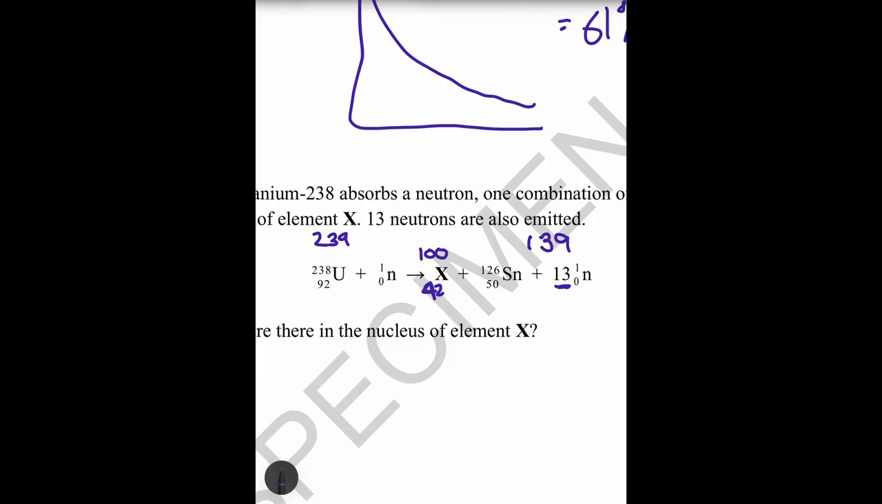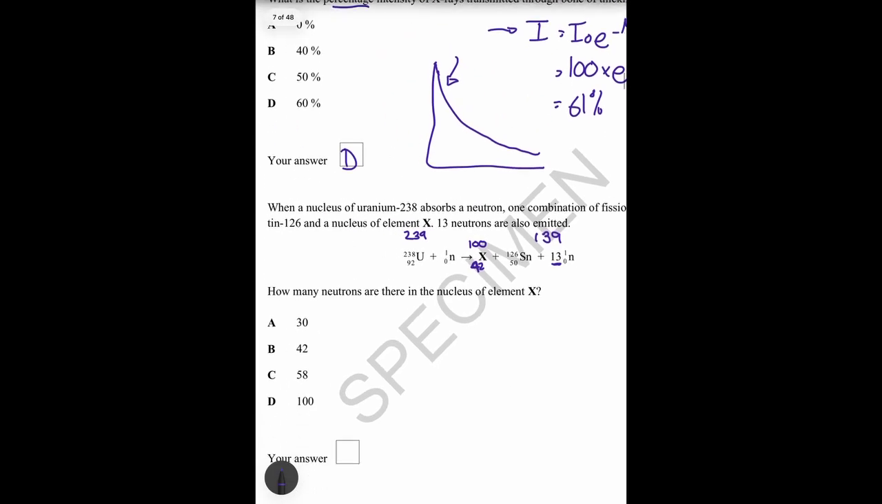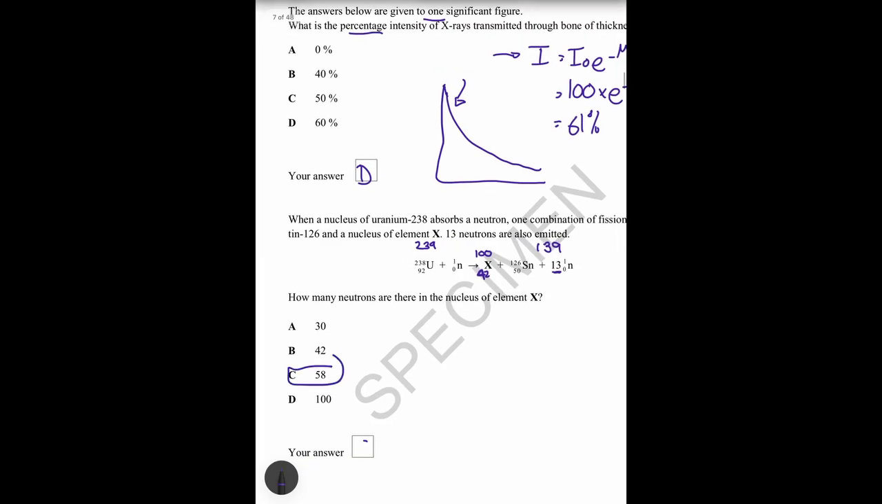Well, if I know X has got a mass of 100 and 42 of those things are protons, it's got 100 protons plus neutrons, and 42 of them are protons. My answer for the number of neutrons must be 100 take away 42, which is going to be 58. And that's an option over here. So the answer for that one is C.